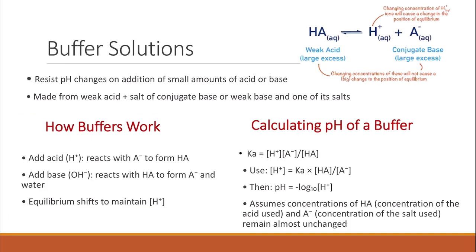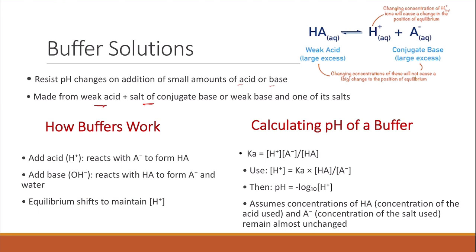Finally, when we talk about pH, we have to talk about buffer solutions. Buffer solutions resist pH change on addition of a small amount of an acid or a base. So what's a buffer solution? How is it made? It's made of a mixture of a weak acid and a salt of the conjugate base of that weak acid, like acetic acid, or ethanoic acid, and sodium ethanoate, for example, or it can be a weak base and one of its salts, like ammonia with ammonium chloride.